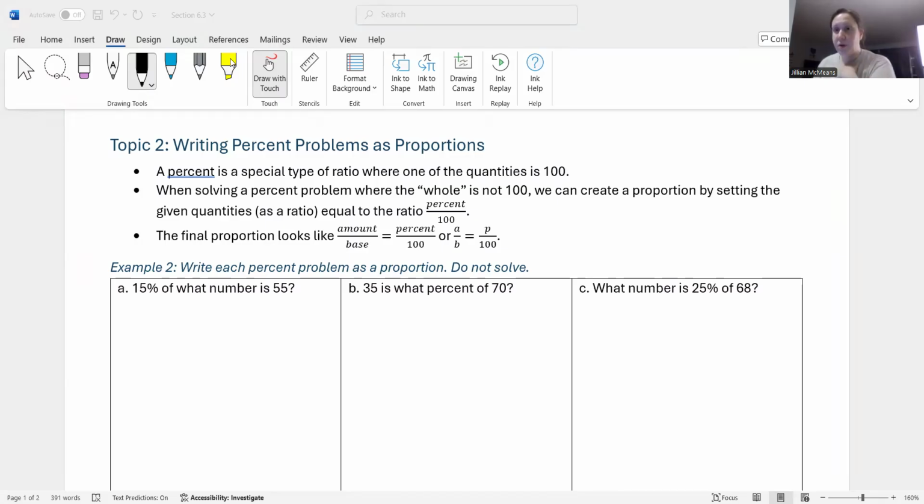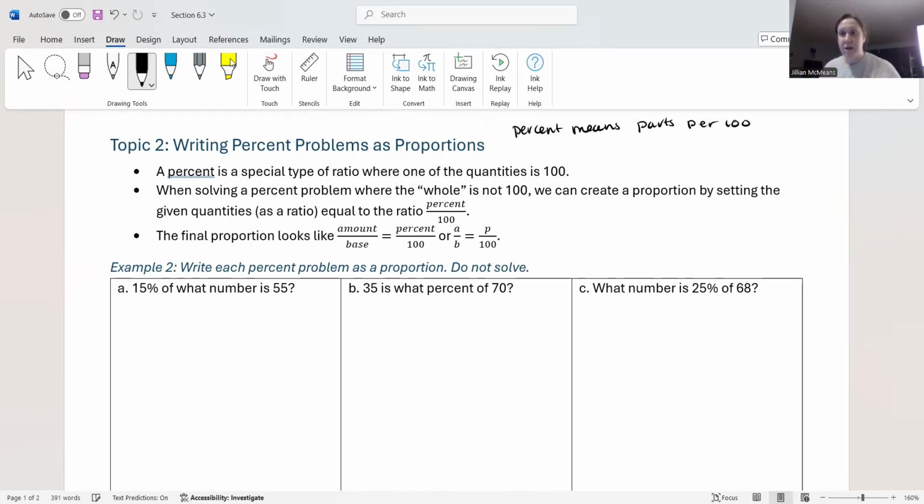For topic two, we're going to look at writing percent problems as proportions. And so we need to go over a few things, then we'll dive in. What we haven't really talked about yet is that a percent is a special type of ratio where one of the quantities is 100. It just so happens we already know that percent means parts per 100.